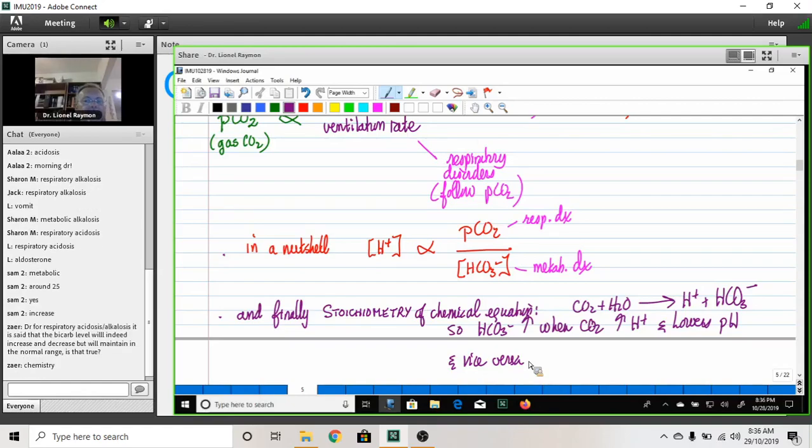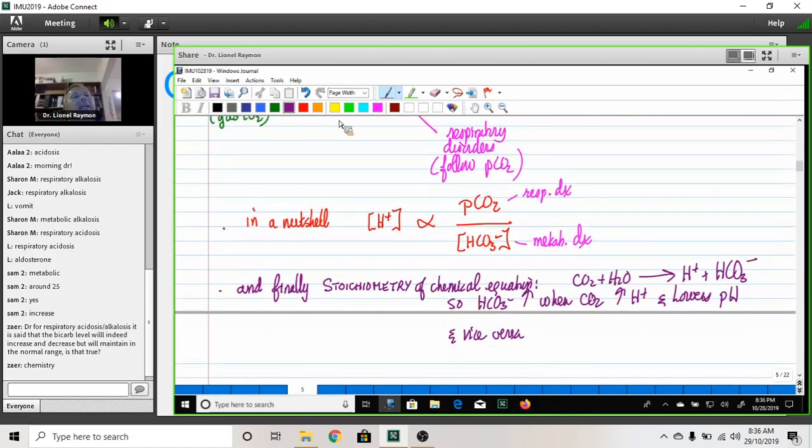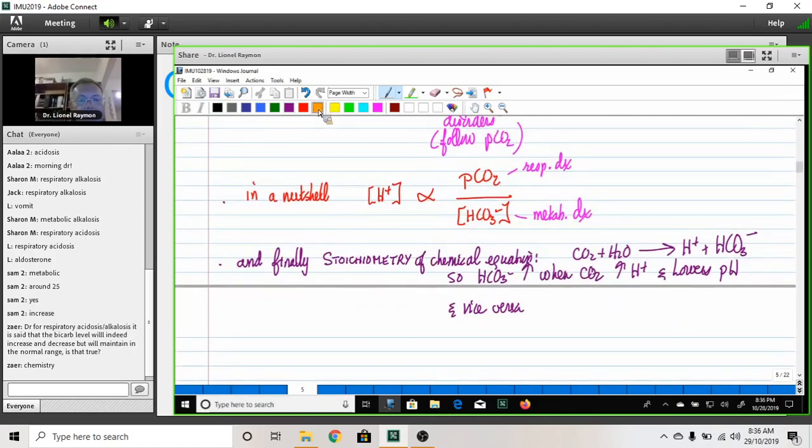...increases when CO2 becomes proton and lowers pH. Zaire, that's chemistry, and it's my favorite chemistry because it's given a French name. It's called Le Chatelier's Principle. And here's your first little recipe that you want to know of.